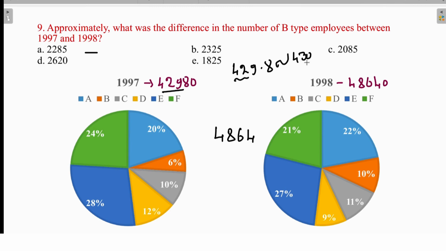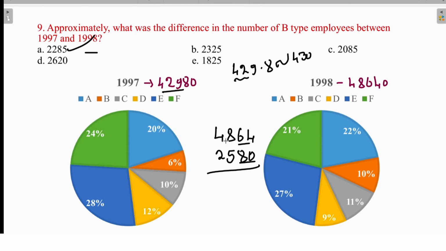430 into 6, 2400 plus 180, 2580. Then don't solve one by one like 4 minus 0, 6 minus 8. Don't do all that. Just try to do it for your answer. 48 minus 25 will be 23, then 22. Which option is 22? Yes, I can mark it as my answer.